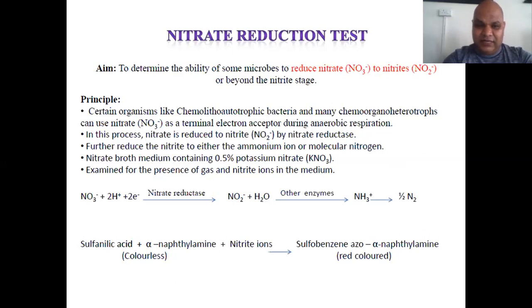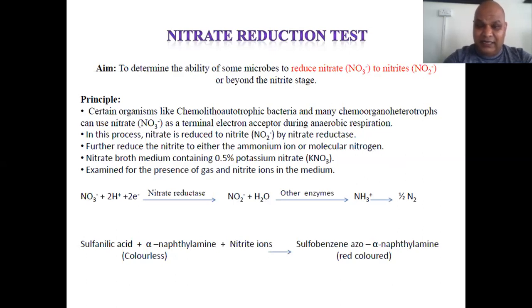In this process, the nitrate is reduced to the nitrite by the help of an enzyme which is nitrate reductase. Further, the nitrite is reduced into the ammonia ion or the molecular nitrogen. The nitrate broth medium contains around 0.5% of potassium nitrate, which is examined for the presence of the gas and the nitrite ion in the medium.